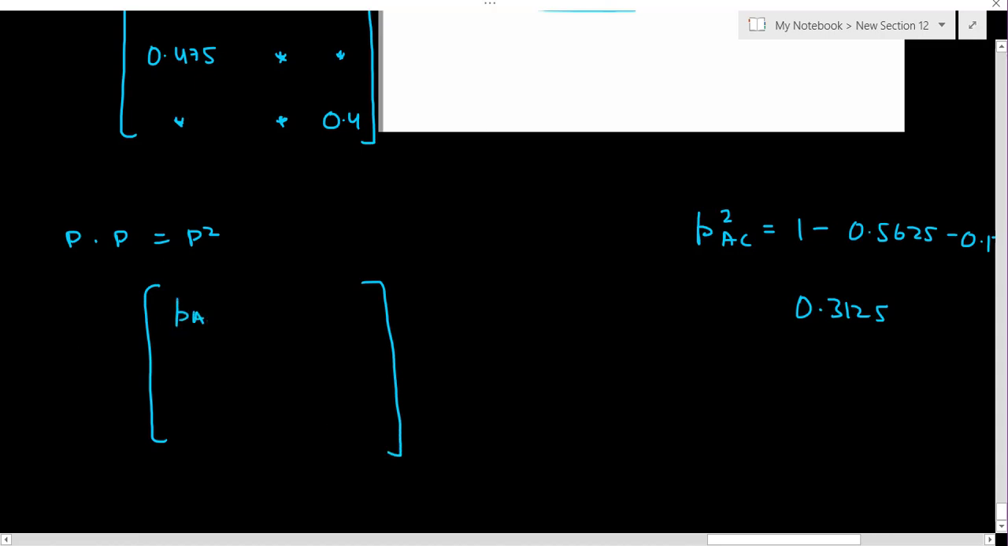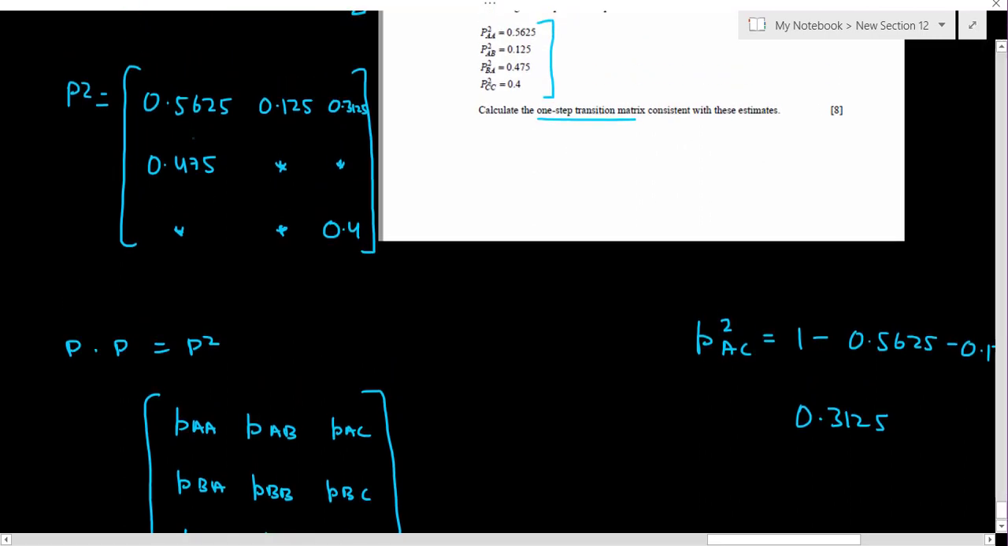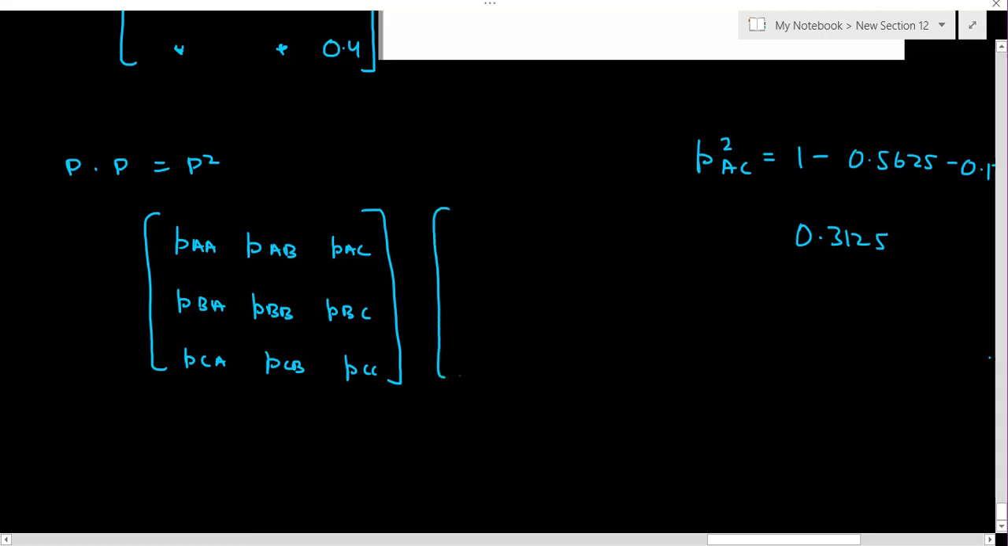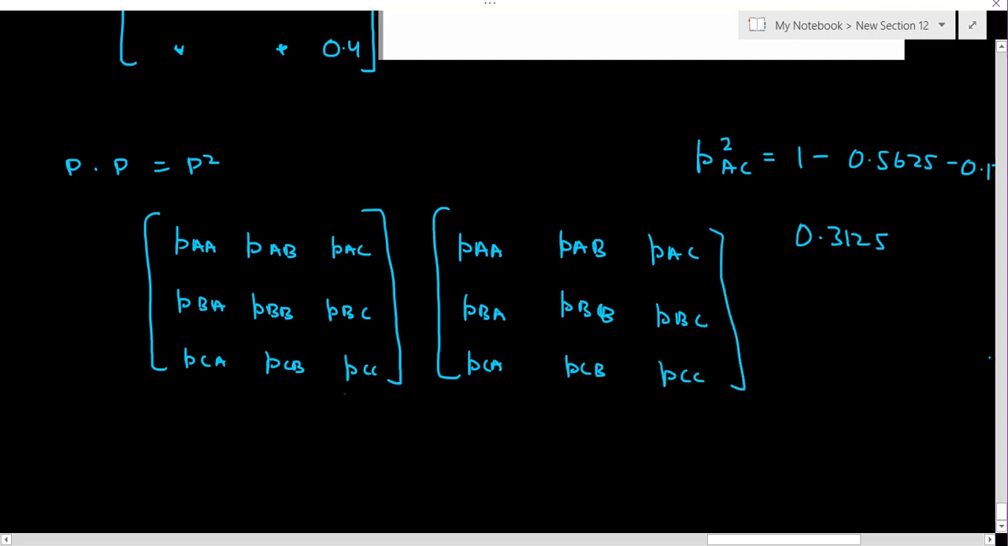That is known. So if I multiply P with P, let's try to see this. If I multiply PAA, PAB, PAC, PBA, PBB, PBC, PCA, PCB and PCC with itself, then what would it lead to? Let's see what each of these entries would represent. The first one is 0.5625, that is PAA will be multiplied with something. Let's see how it works. Okay, let's write both the matrices and I'll realize what it is exactly. PAA, PBA, PCA, PAB, PAC, PBB, PBC, PCB, PCC. So if you multiply these, you will know what is what.